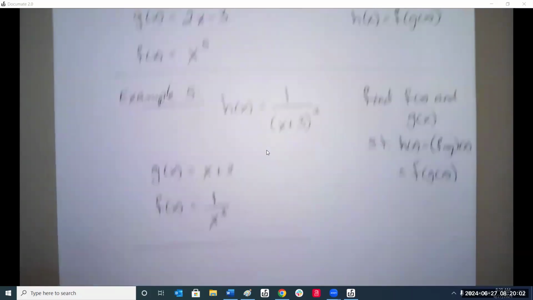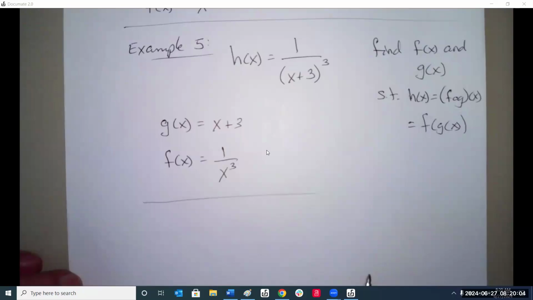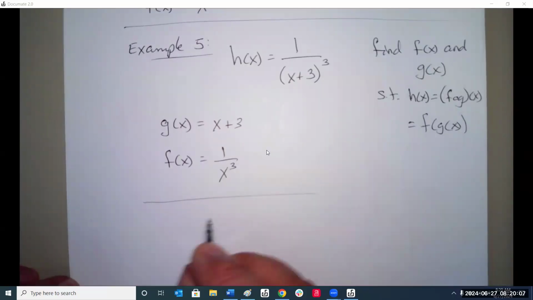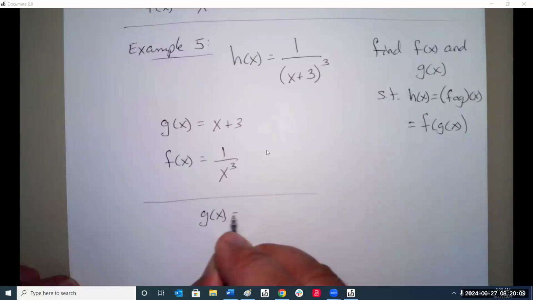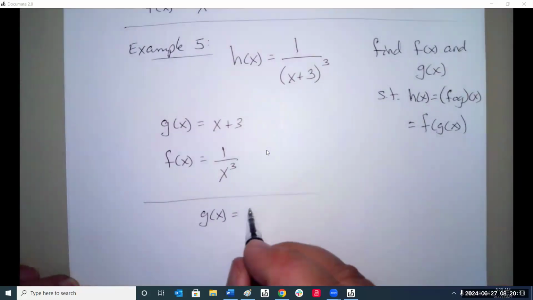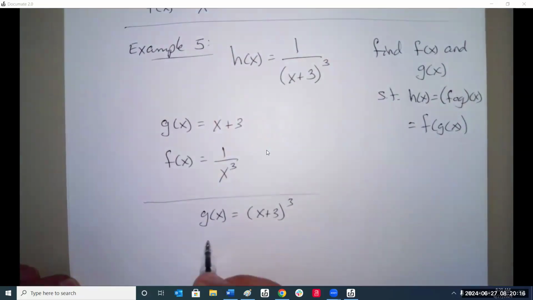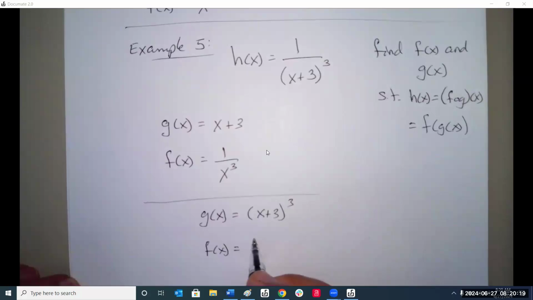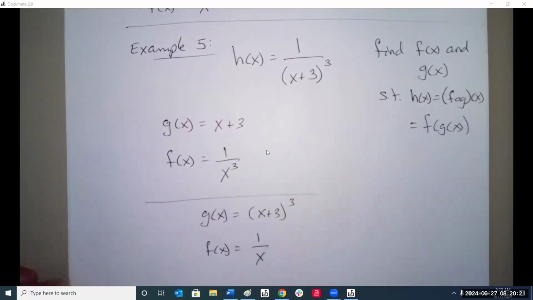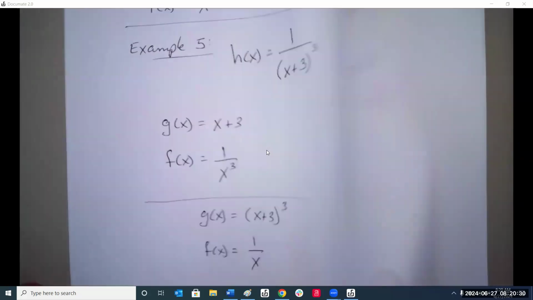Okay, it's not the only answer we can have because we can look at other types of answers. We could say that g of x can be the whole bottom number. It could be x plus 3 cubed. And the function f of x could then be 1 over x. So as long as it fits some form of library of functions, it'll be a right answer.